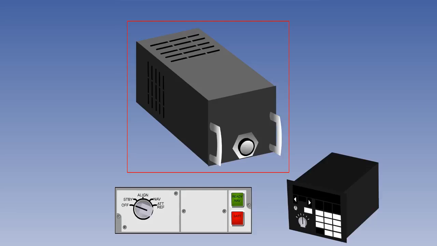The third unit contains inertial sensors and reference devices. As we shall shortly see, these sensors are accelerometers and gyros. This box is called the Inertial Navigation Unit, which is often shortened to INU.